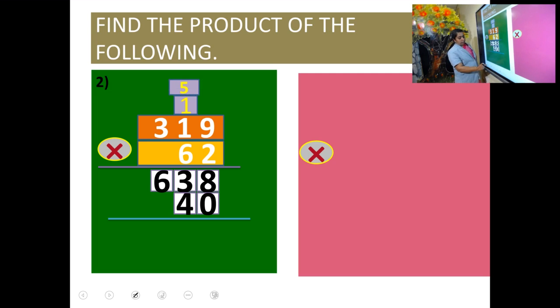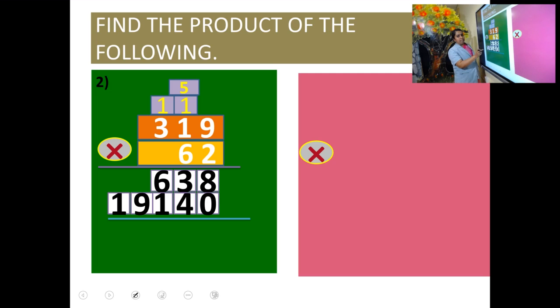Then 6 ones are 6. 6 plus 5 is 11. So 1 in the hundreds place. The other one is the carryover. 6 threes are 18. You have to add a carryover. 18 plus 1 is 19. 9 in the thousands place, 1 in the 10,000s place.